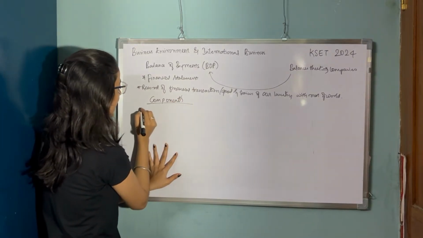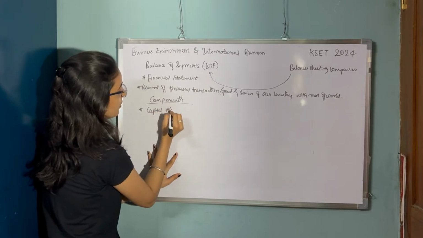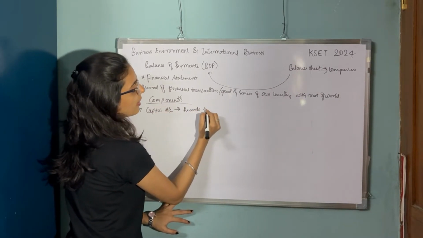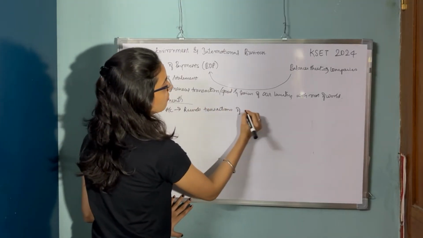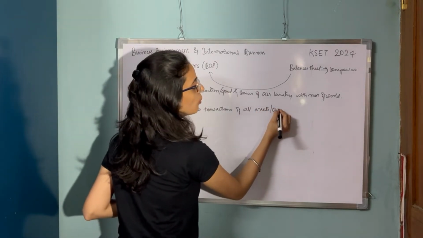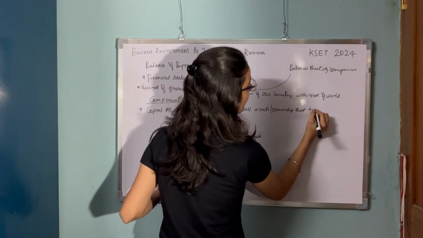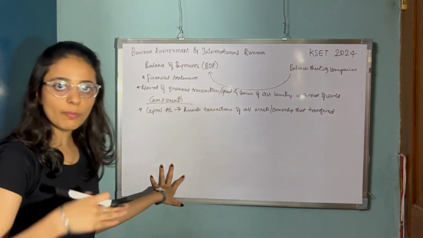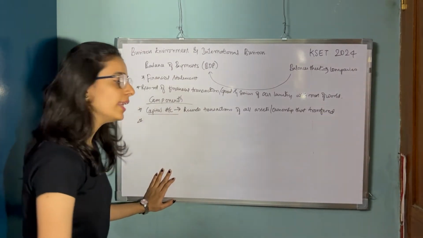Components of BOP, that is capital account. This account records transactions of all assets or ownership that is transferred from one country to another. That is transferred from one country to another. That is about capital account, right?